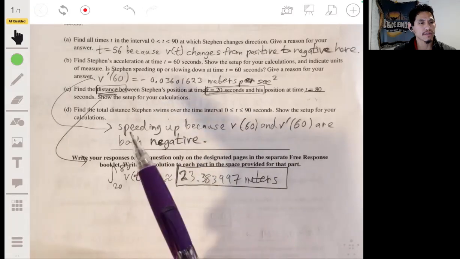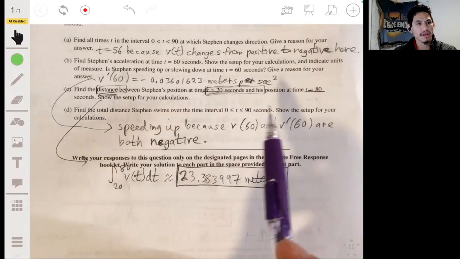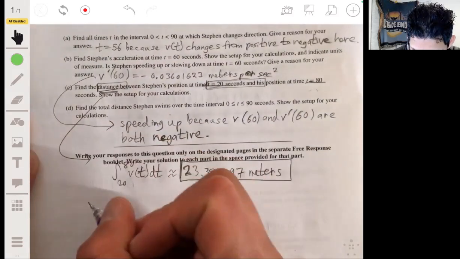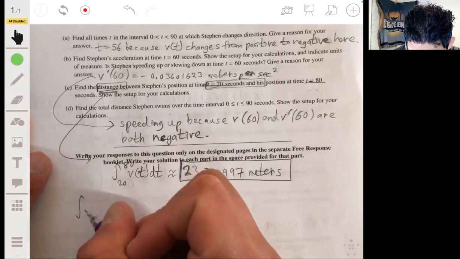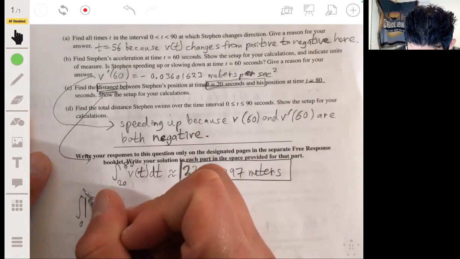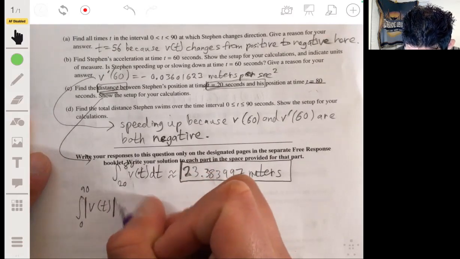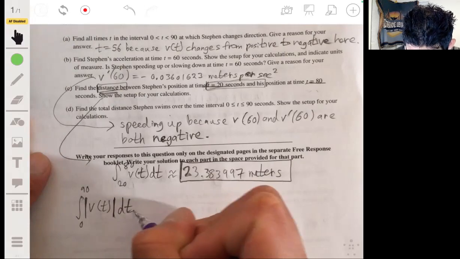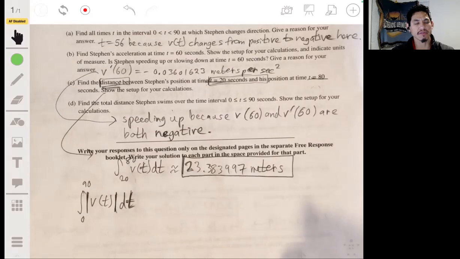All right, and D, find the total distance Stephen swims over the interval from 0 to 90. Show the setup for your calculation. So here, you care about the sign of the velocity. So you're going to take the absolute value of the velocity from 0 to 90 and then integrate that. Because remember, if you integrate straight velocity, some of the positive and negative values of velocity can cancel each other out and mislead you.